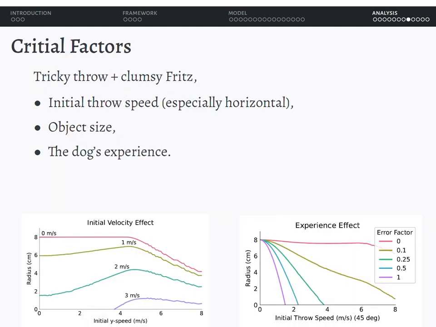So overall, the most important factors of the throw to Fritz's success are the throw speed, horizontal components of velocity, and the size of the object. On the other hand, the most important factor of Fritz's behavior is his ability to predict the food's parabolic trajectory in the terminal phase when Fritz cannot see the food he is catching.